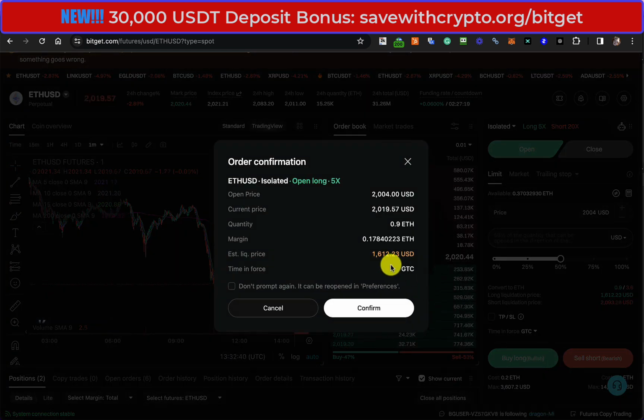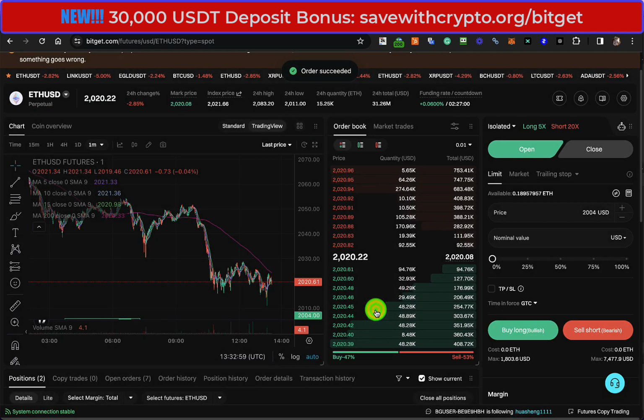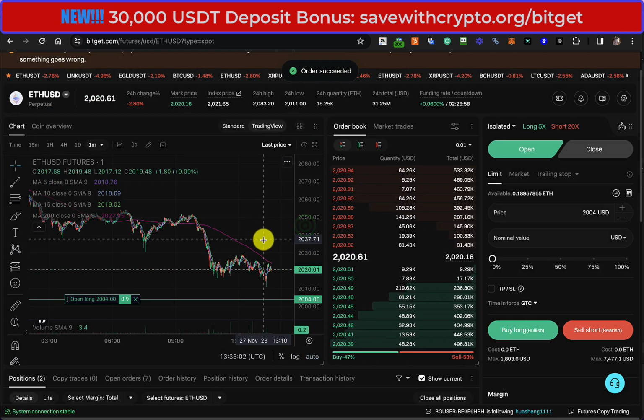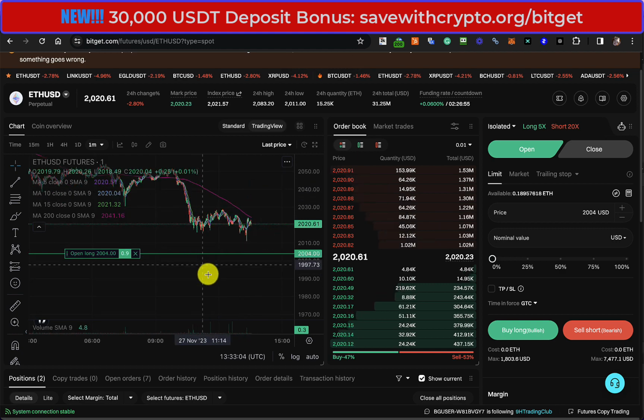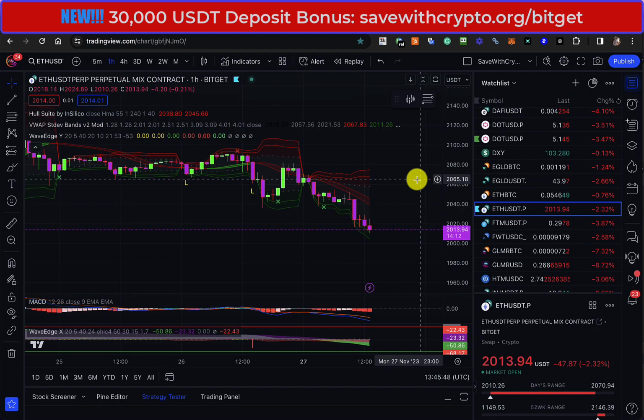So let's have a look. So that's saying open price 2004, current price 2019, quantity 0.9 ETH, that's obviously including the leverage. Margin is 0.178, okay, that's what I'm putting up. Estimated liquidation price 1,612. I think that's okay, so let's go for that. So that then sets this long order up here. Now generally I do like to set a second order down just in case it wicks down a bit further than I think it will.